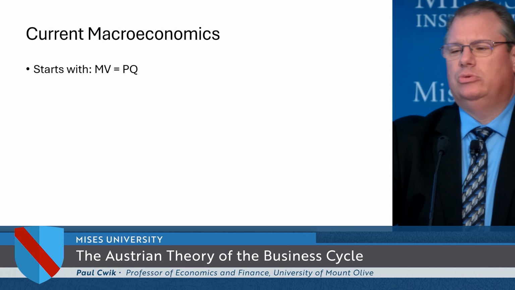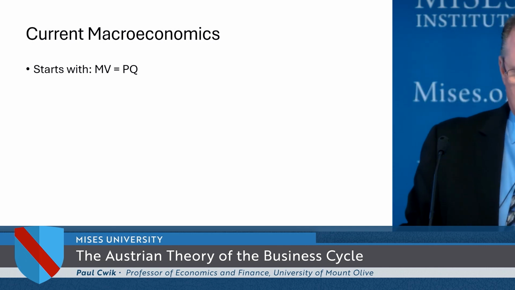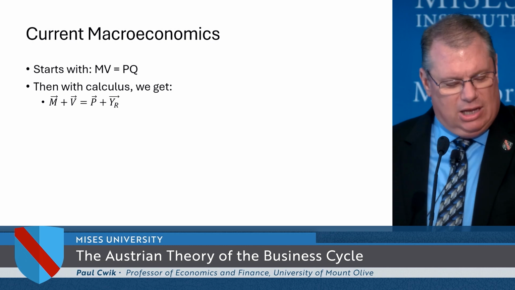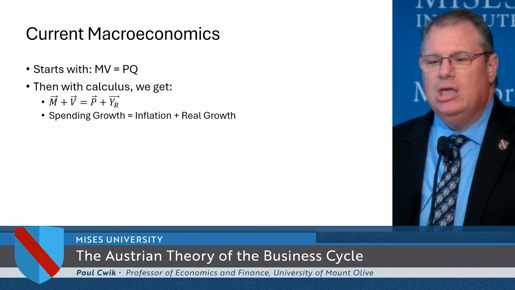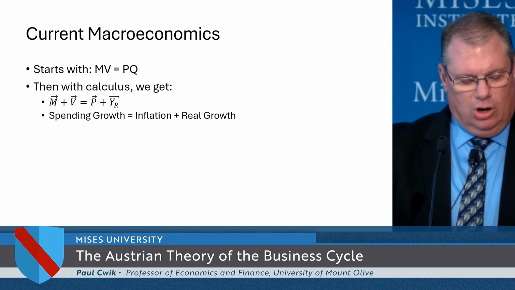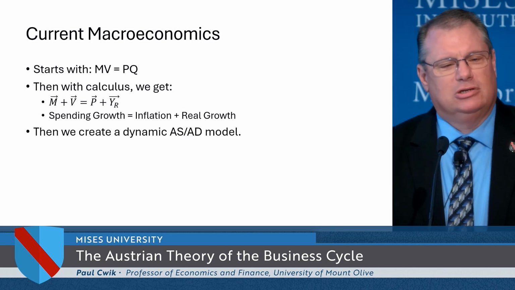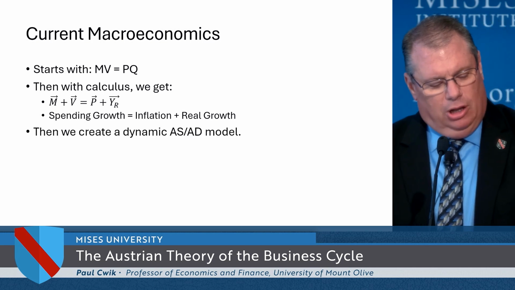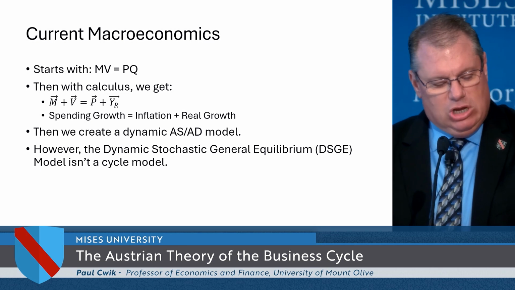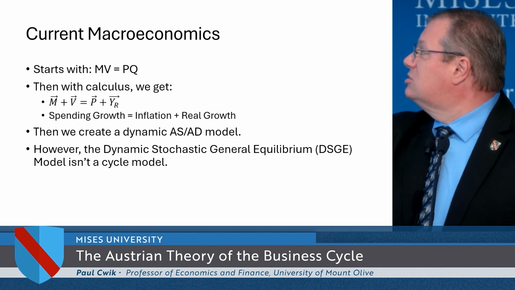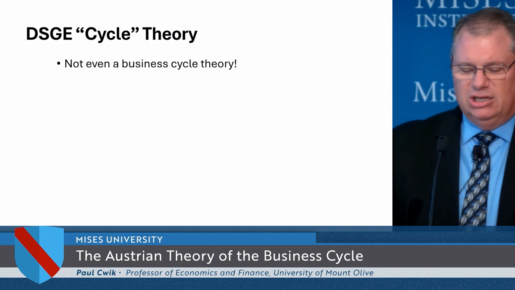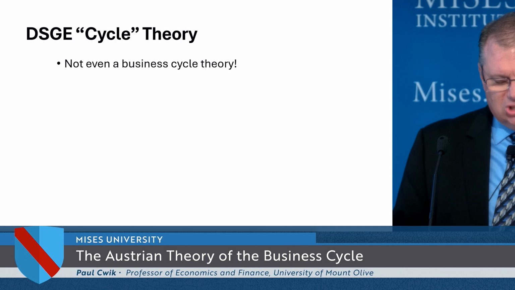And it's like, okay, so what's the current state of macroeconomics? Well, it starts with the quantity theory of money, MV equals PQ. Then you do a little calculus and you get that. And then what does that mean? It means this. Spending growth equals inflation plus real growth. And then we create a dynamic aggregate demand, aggregate supply model. And this becomes the dynamic stochastic general equilibrium model. But that's actually not a cycle model at all. The DSGE is not a business cycle theory.